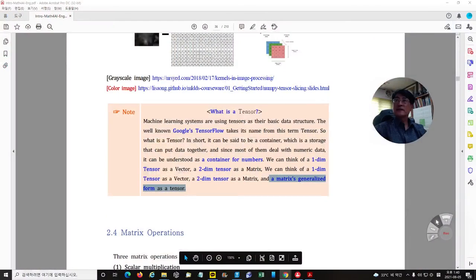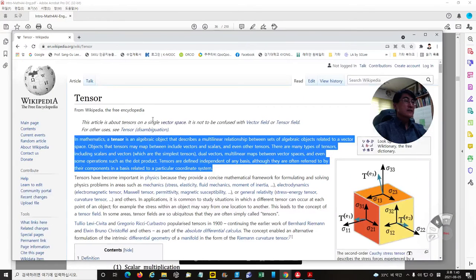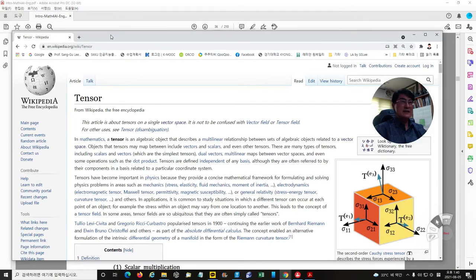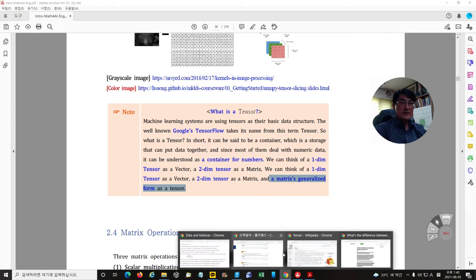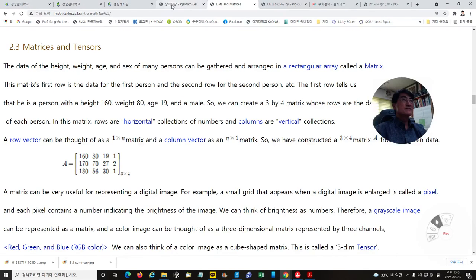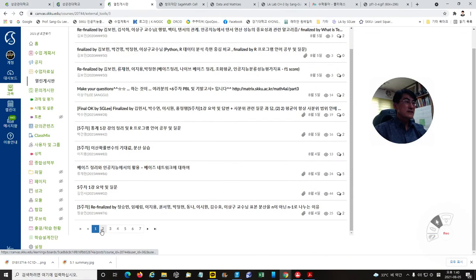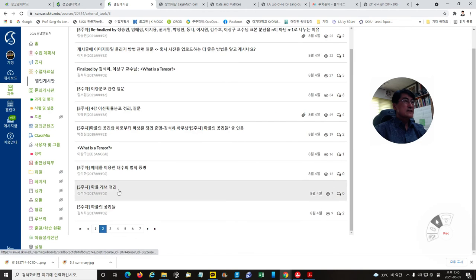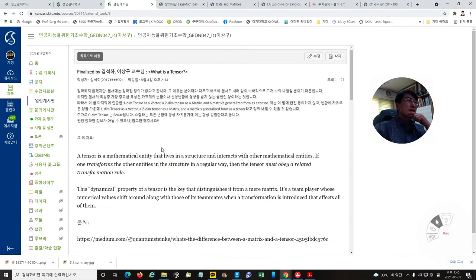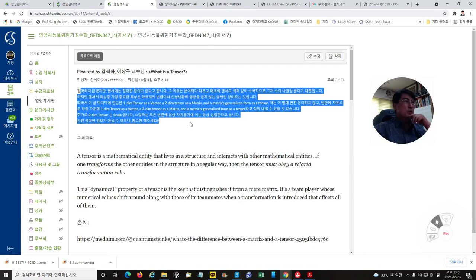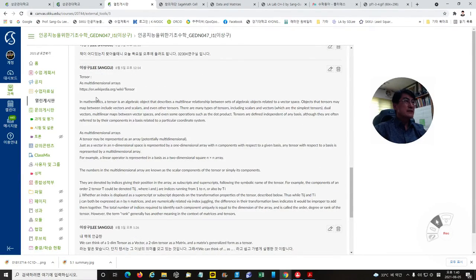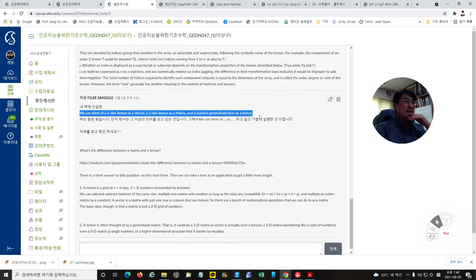If we look at the wiki, we will see more information on tensors. A similar question was made by my student here about tensors, and this physics major student Kim Seok-ha mentioned what we wrote here, and I gave an answer for that. What I said can be seen here.